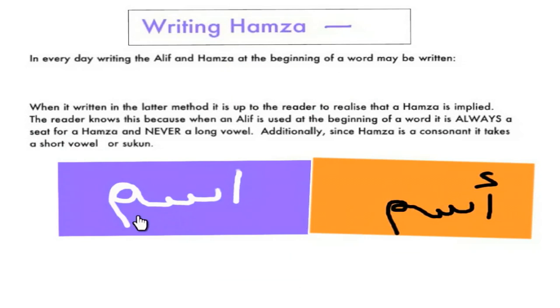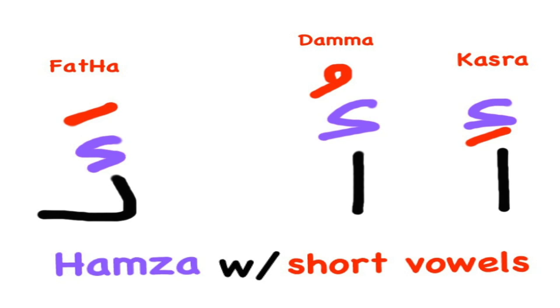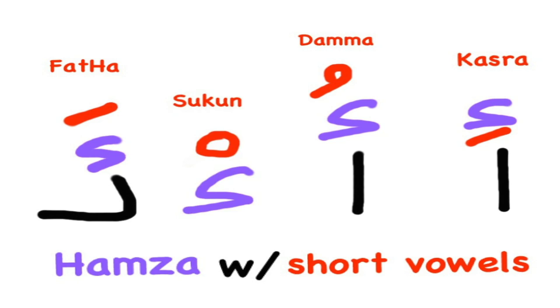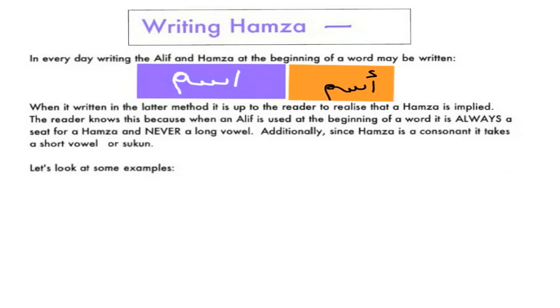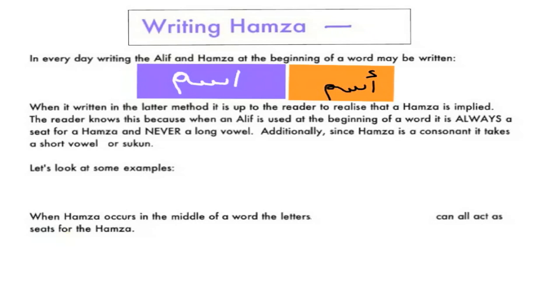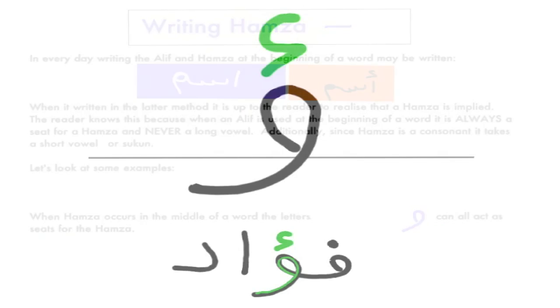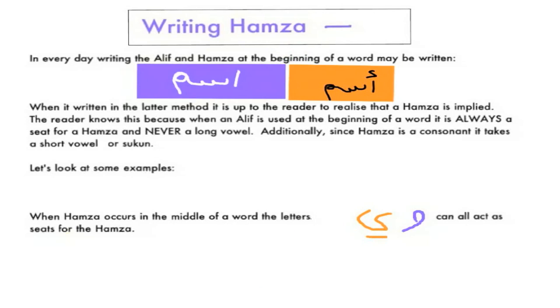When it is written in the latter method, it is up to the reader to realize that a Hamza is implied. The reader knows this because when an Alif is used at the beginning of a word, it is always a seat for a Hamza and never a long vowel. Additionally, since Hamza is a consonant, it takes a short vowel or sukun. Now let's look at some examples. When Hamza occurs in the middle of a word, the letters waw, ya, and alif can all act as seats for the Hamza.